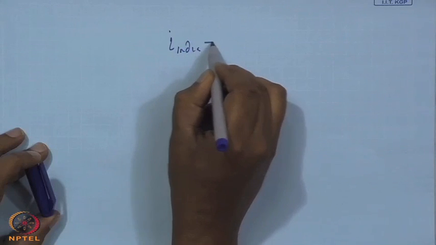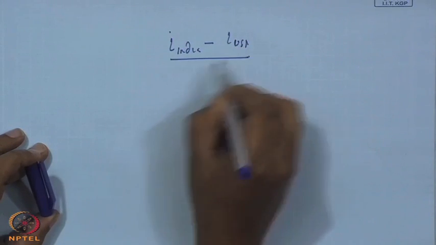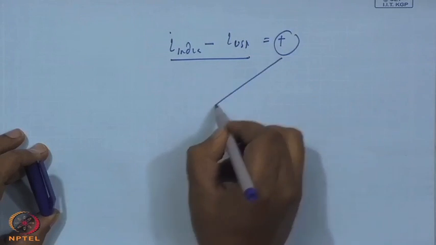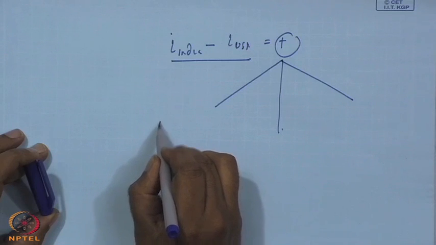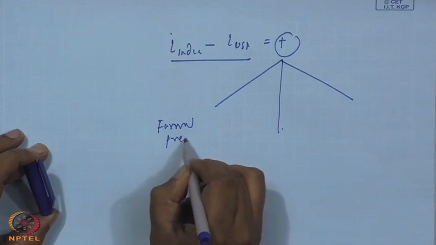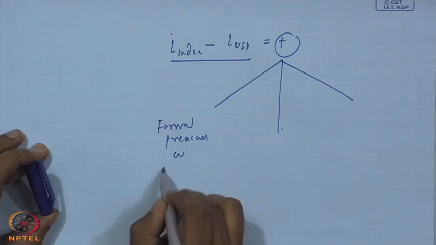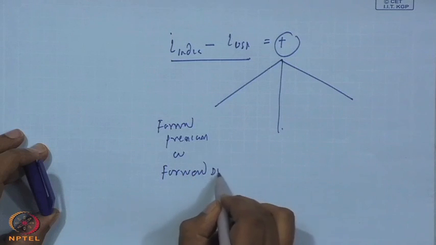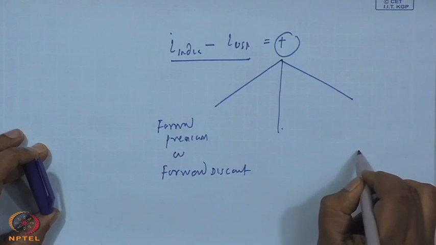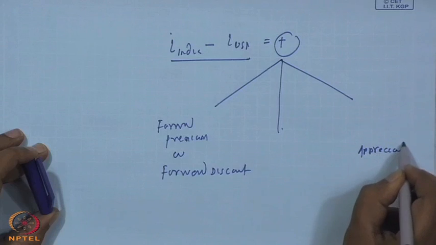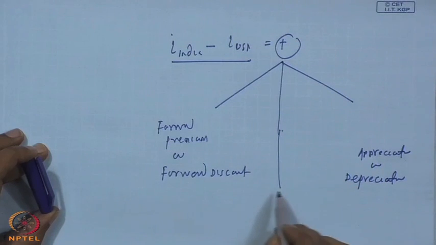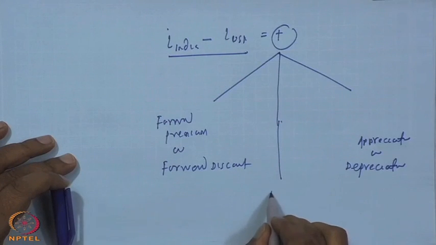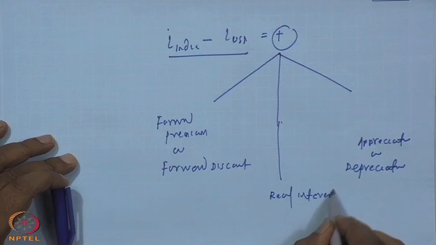We discussed in the last class, in the earlier session, the interest rate in India minus the interest rate in the US, that is, domestic minus foreign interest rate. If it is positive, it will lead to 3 different kinds of theory. The first is that this interest rate differential may lead to a forward premium or forward discount. The second is that it may lead to an appreciation or depreciation of the domestic currency. And third, this may happen in what is called real interest arbitrage.